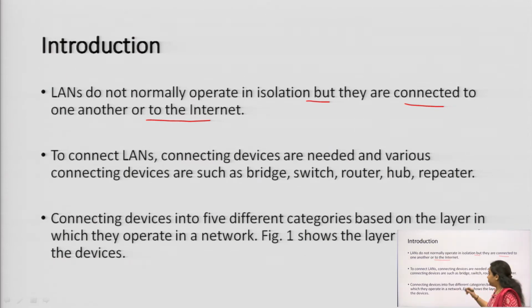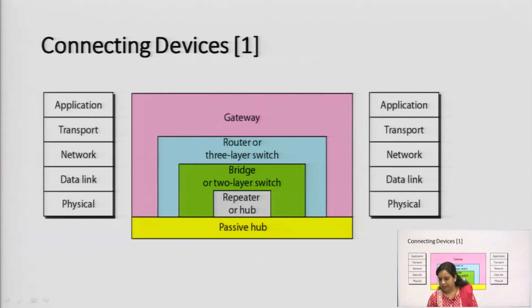So, to connect the LAN, connecting devices are needed and various devices are available, that may be a bridge, switch, router, hub or repeater. So, there are basically different types of devices available. Now, you can see that there are 5 different layers, that is physical layer, data link layer, network layer, transport and application layer. So, what are these layers?